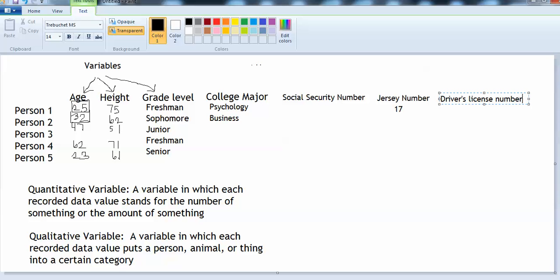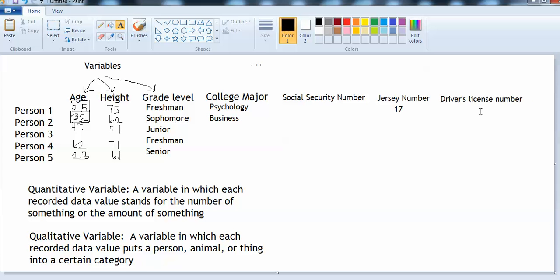That's also just a category. A person's driver's license number is, again, just a category that one person fits into. So these two are quantitative. And if we had income or weight, those would also be quantitative. But these three over here are actually qualitative, just like how grade level and college major are qualitative.